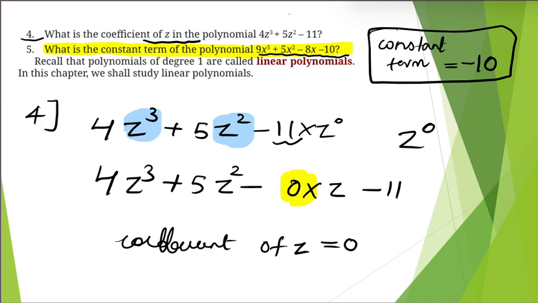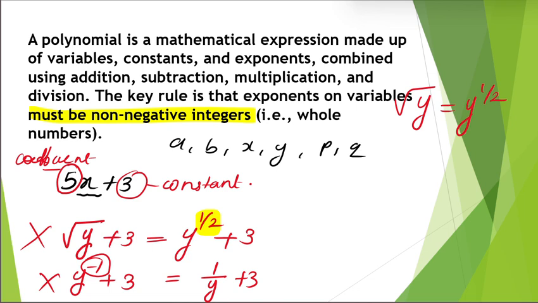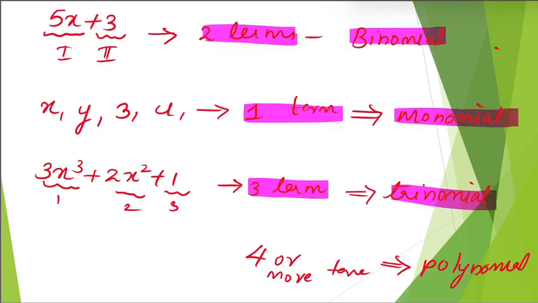Got it? So what did we learn today? We learned the very introduction of polynomials. First of all, we discussed what a polynomial is: a mathematical expression made up of coefficients, variables and exponents, combined using addition and subtraction. To remember: the power of the variable should be a whole number. Then we learned that according to the number of terms, polynomials are differentiated: binomial if there are two terms, monomial if only one term, trinomial if there are three terms, and if there are four or more terms, it is known as a polynomial.